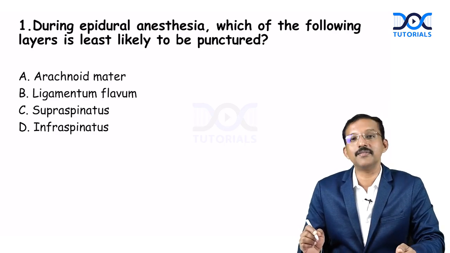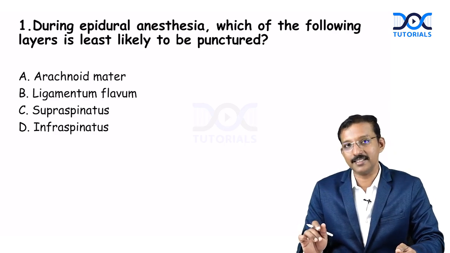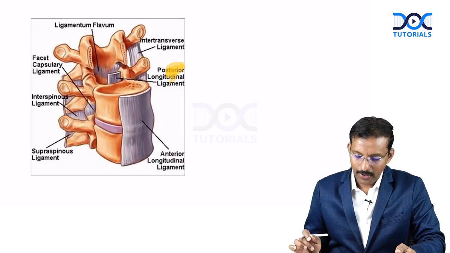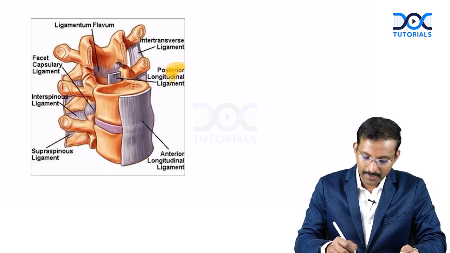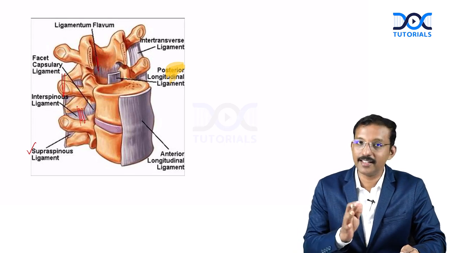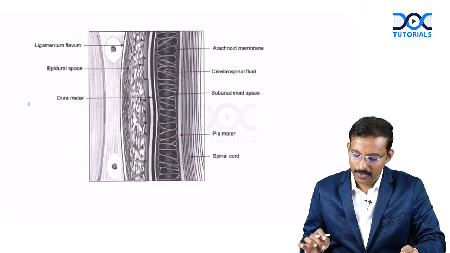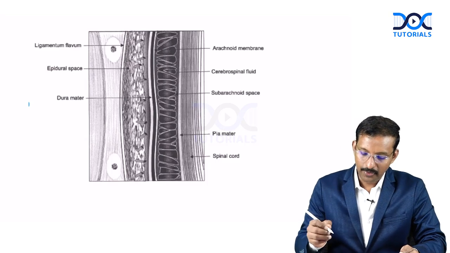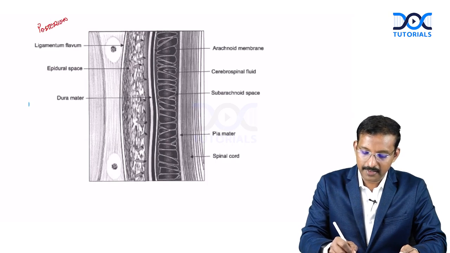During epidural anesthesia, which of the following layers is least likely to be punctured? That is the question. Now, if you look into this, we have seen there is a supraspinous ligament, then there is an interspinous ligament, and there is a ligamentum flavum, and then the three layers come in. This is how it comes, isn't it? Now, if you look into this diagram, you will know that this is the posterior aspect, and this is the anterior aspect.